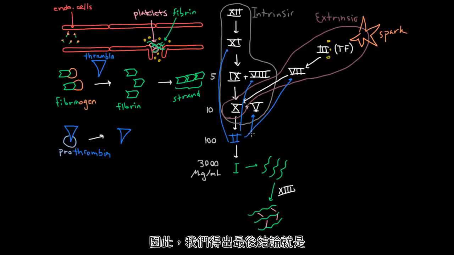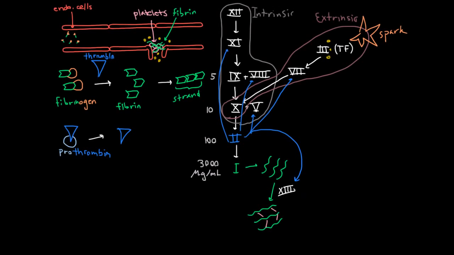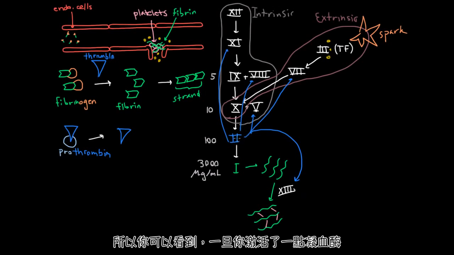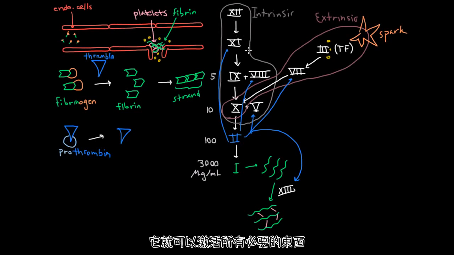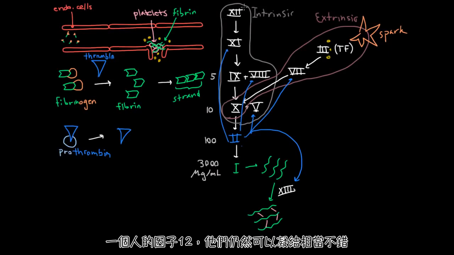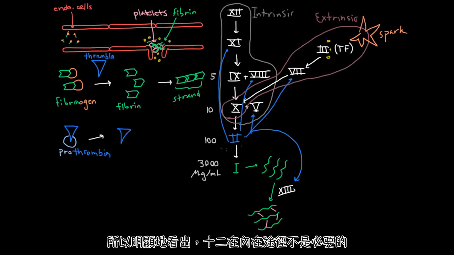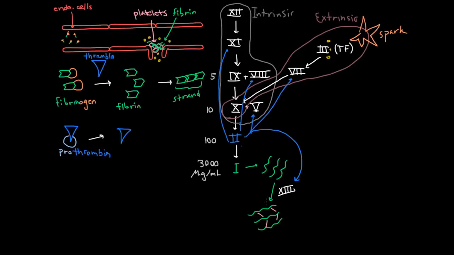And so let's draw the final thrombin activity, which is to activate 13. So you can see that once you activate a little thrombin, it's going to activate all the necessary things in this intrinsic pathway to get it going. And you might actually be wondering about 12 up there, because thrombin is not hitting him. And actually it turns out that if you remove a person's factor 12, they can still clot pretty well. And so it's clear that 12 is not a totally necessary part of this intrinsic pathway.